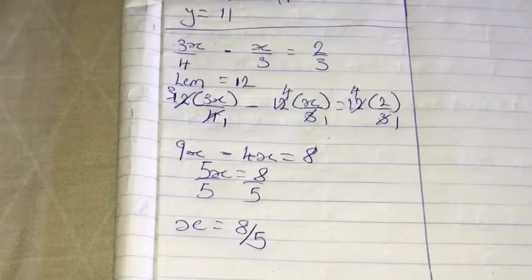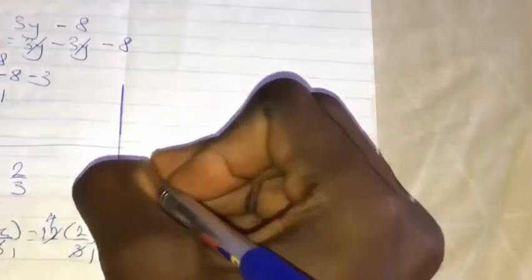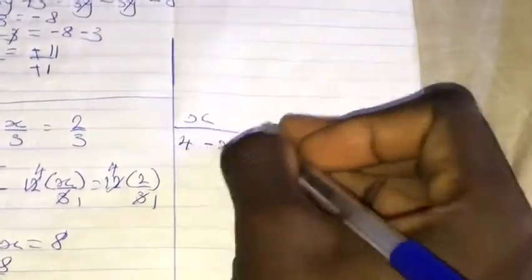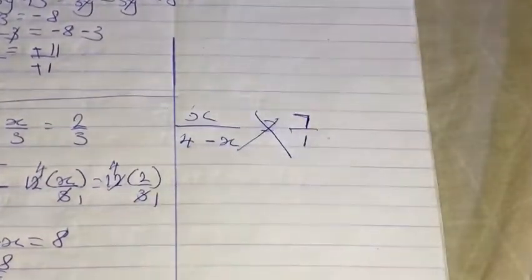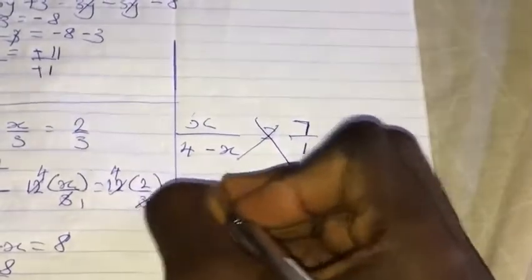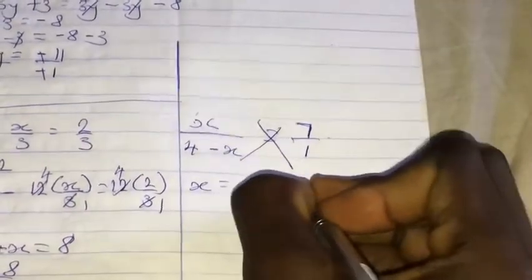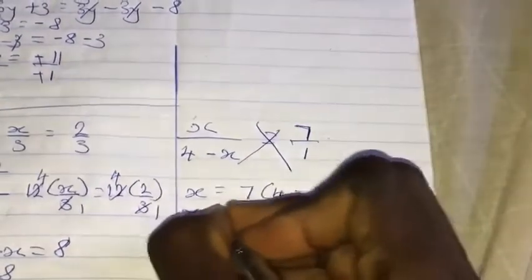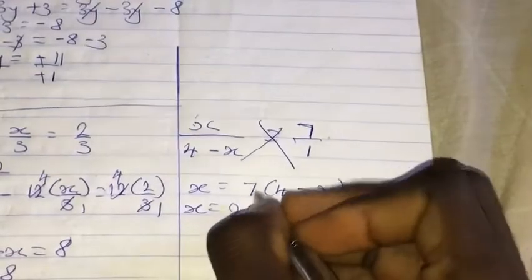Then our next question is x over 4 minus x is equal to 7. So the first step here is what? You cross multiply. There's an invisible 1 here. So x times 1 will still give us our x. Then we have 7 in bracket 4 minus x. Seven times 4 is 28. 7 times minus x will give us minus 7x.